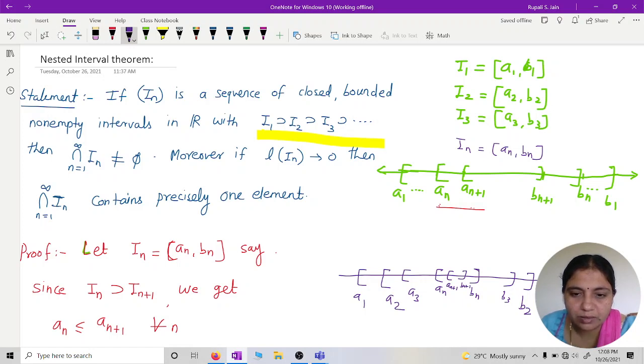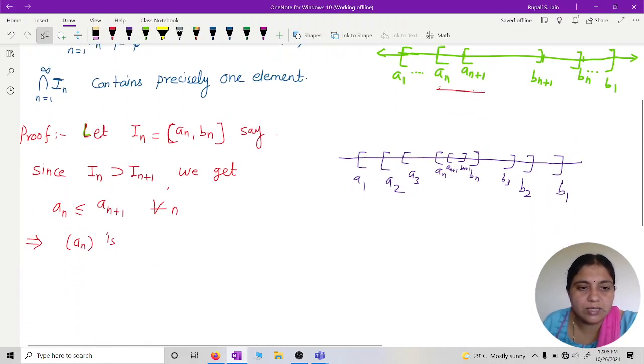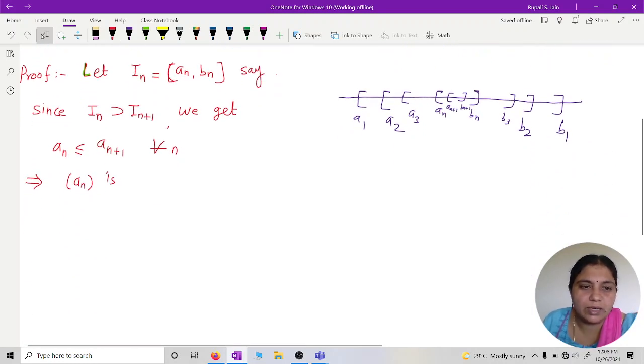Please reply. Yes, ma'am. So An is less than or equal to An plus 1 for all n. So what can I say about the sequence An? Is An an increasing sequence or decreasing sequence?